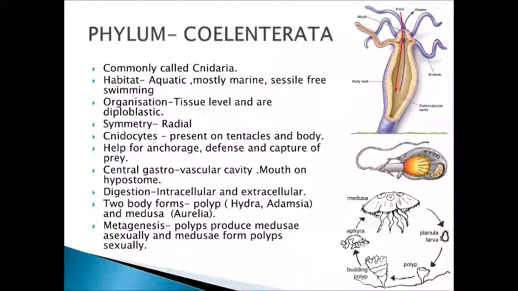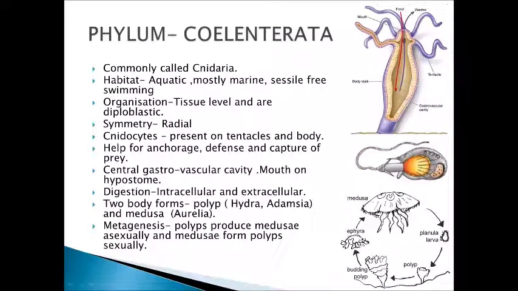The organism shows two body forms. One is the polyp, as shown by the diagram, that is Hydra. It is a cylindrical body structure with tentacles. And the other form is the medusa form. This medusa form is an umbrella-like structure. So here the example is Aurelia for medusa, and for polyp you can remember Hydra. It is the best known example.